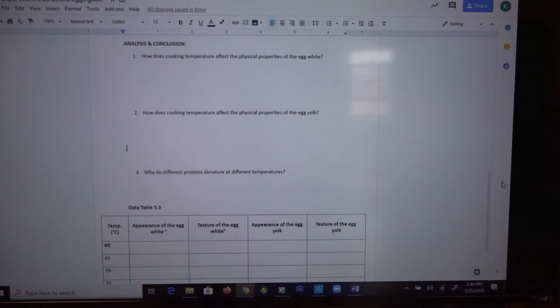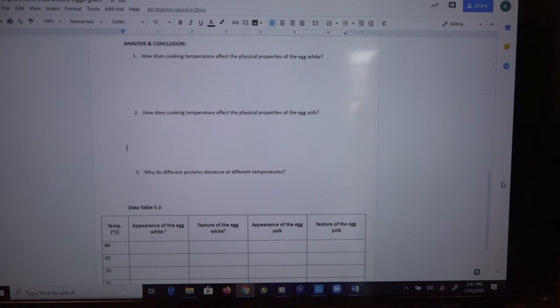So we have 3 analysis and conclusion questions here to answer at the end. Question number 1, how does cooking temperature affect the physical property of the egg white? So look down there at your temperatures, 60, 65, 70, and 75, and tell us what happened to those physical properties. Number 2, how does cooking temperature affect the physical property of the egg yolk? And number 3, why do different proteins denature at different temperatures?